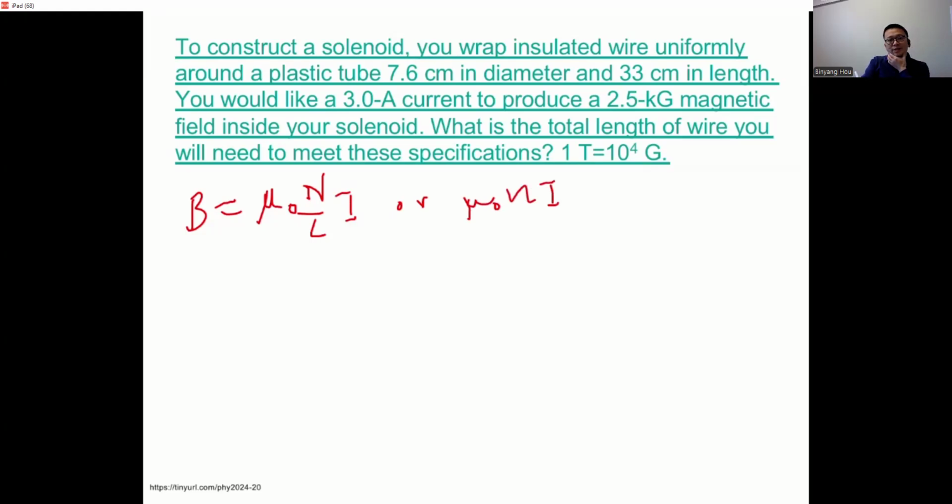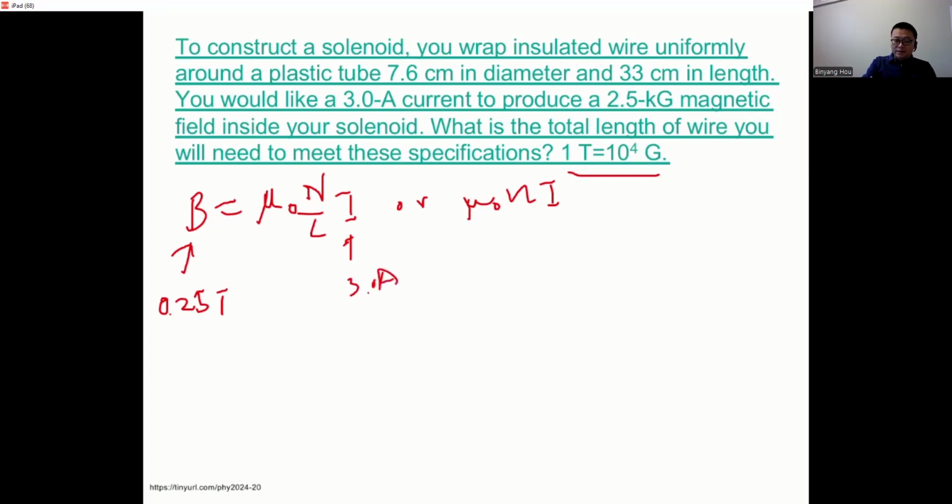So it's given that the magnetic field is 2.5 kilogauss. Using the conversion factor, that will be 0.25 Tesla. Mu naught is a constant, and it gives you I. I is 3 amps.